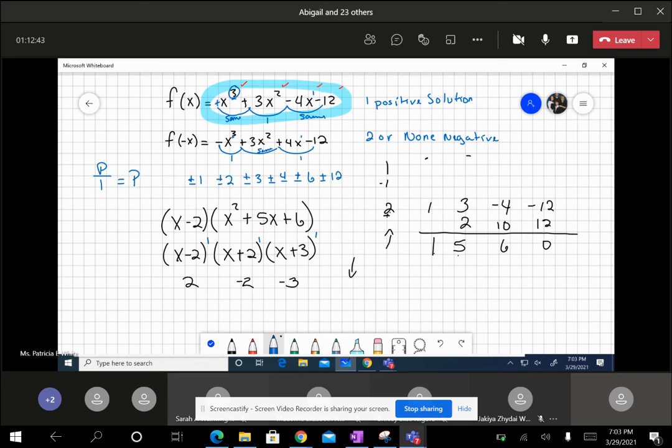What's my y-intercept on this graph? That -12, right? Okay. Questions? All right, I'm good if you're good.